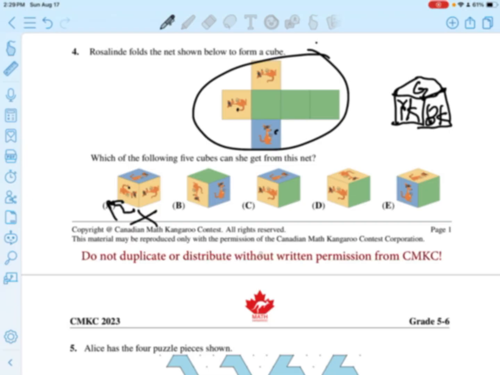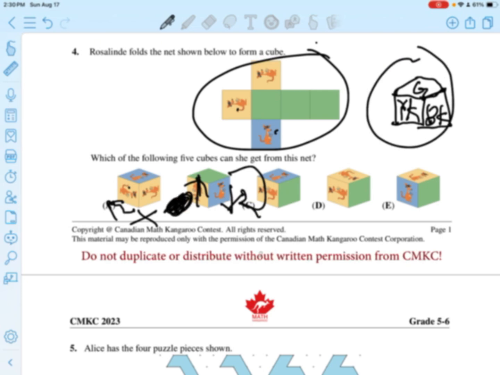But in B, it's quite a different story, because you might think it's wrong, because the blue kangaroo is supposed to be facing downwards, and this kangaroo is supposed to be facing upwards when you assemble the net. Except they just flip the cube, and if you flip it again, you're going to get this cube that I made, which means B is the answer.